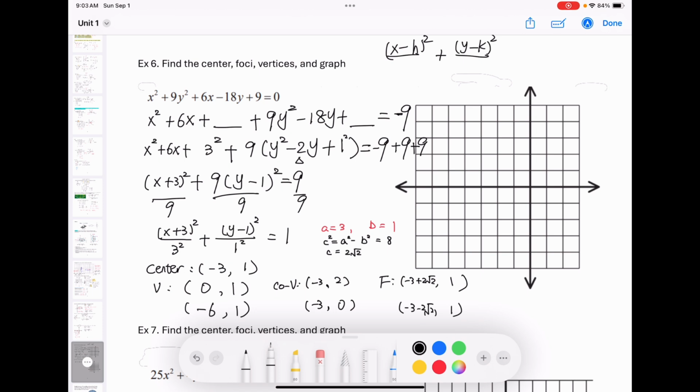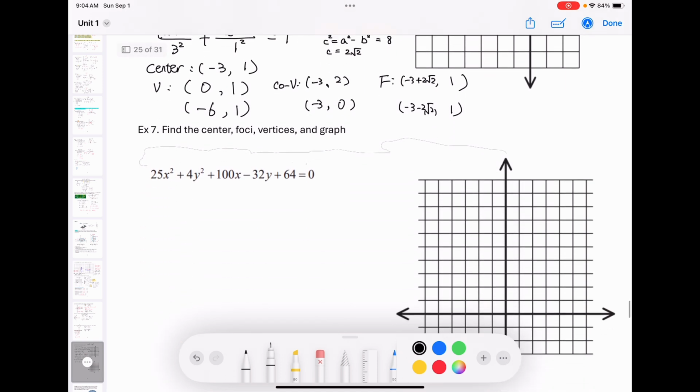Let's graph it. First, the center is -3, 1, here. Second, vertices 0, 1 and -6, 1. And the co-vertices are -3, 2 and -3, 0. I can find the outline of my ellipse. For example, this is my ellipse. The foci are here and here. So we're done. Okay, let's see the next example.